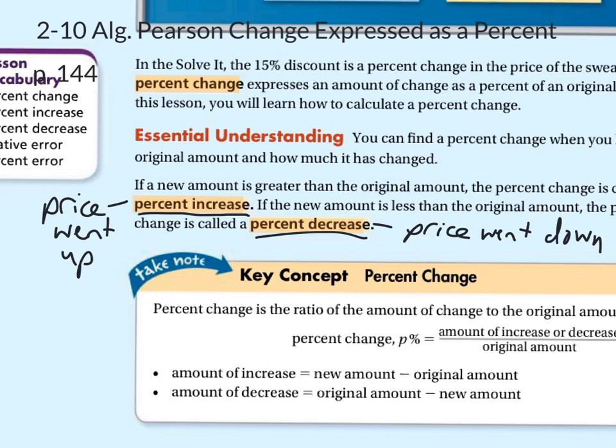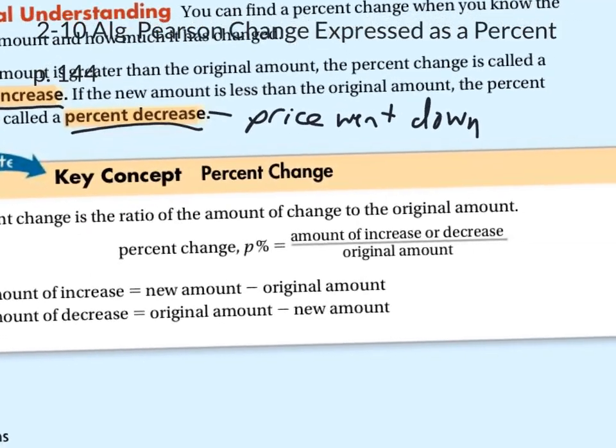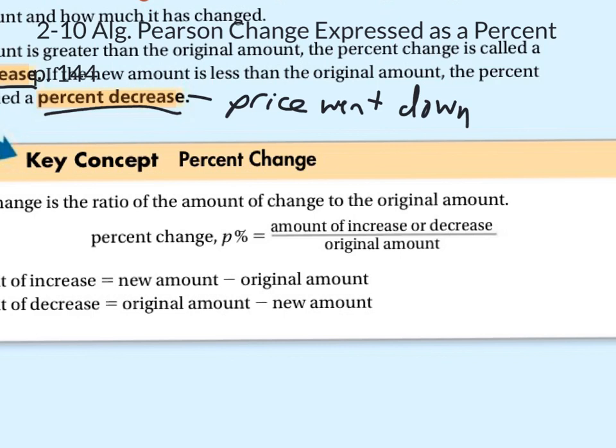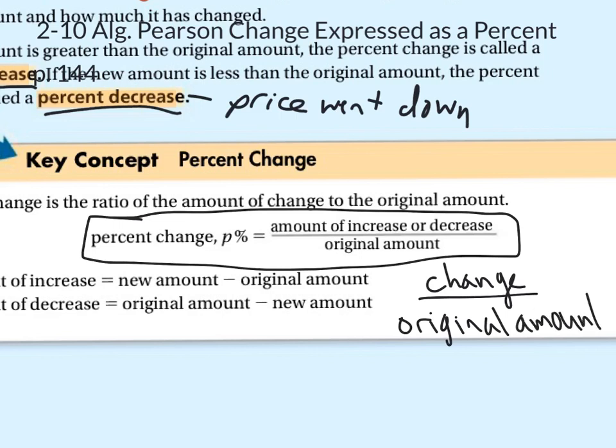So, finding the percent change, what we can do is find the amount of the increase or decrease divided by the original amount. Another way of thinking of it is how much did it change divided by the original amount. If you divide this out, that will give you a decimal, and then just move your decimal 2 places to the right, and that will be your percent change.